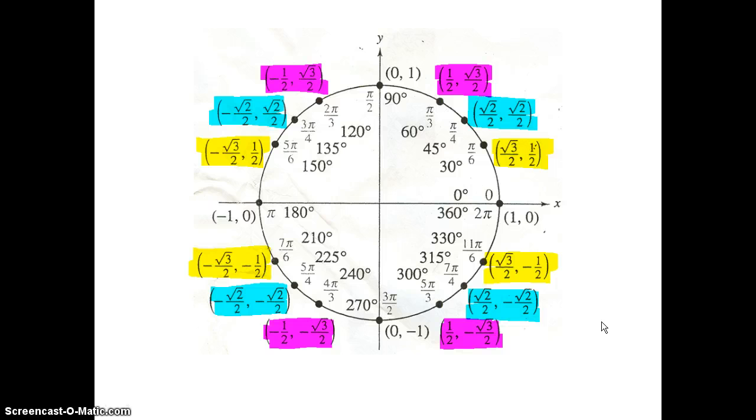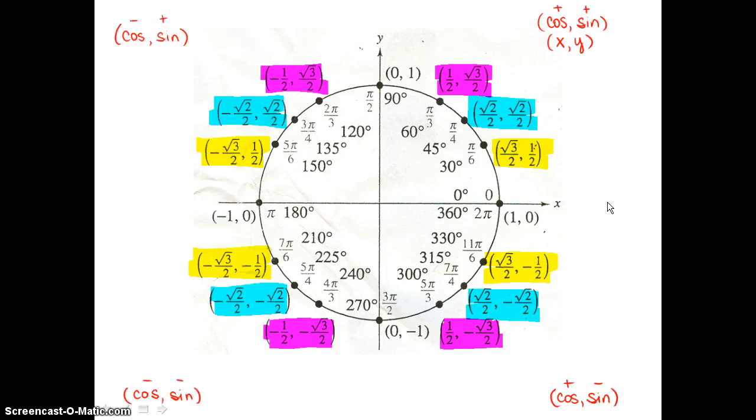All right, so once I see that pattern on my circle, to figure out where the positives and negatives come from, I go back to that same thing that we were just talking about with All Students Take Calculus. In the first quadrant, all of them are positive. In the second quadrant, only sine is positive, so cosine is negative. In the third quadrant, only tangent is positive, so sine and cosine are both negative. And in the fourth quadrant, C, only cosine is positive, so sine is negative.